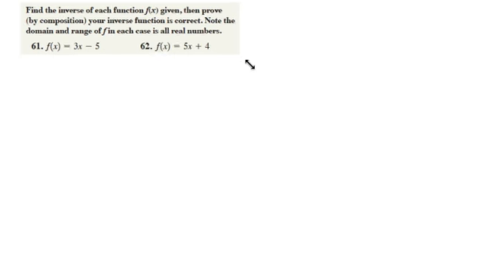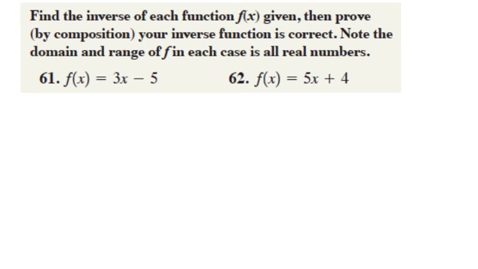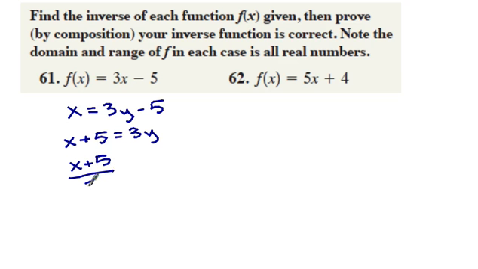So the last piece you'll see will be something like this. So if we did 61, we want to have x equals 3y minus 5. So taking the inverse, flip-flop our x and y's. x plus 5 equals our 3y. So x plus 5 all over 3 should equal our inverse function.